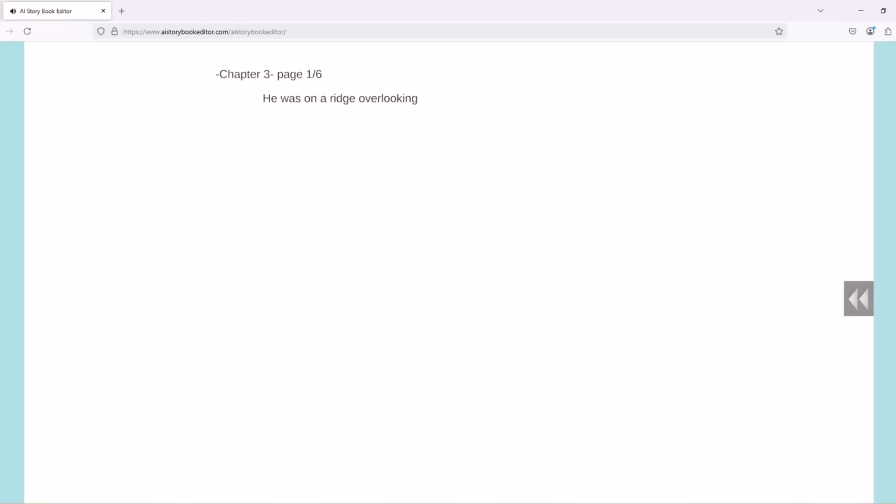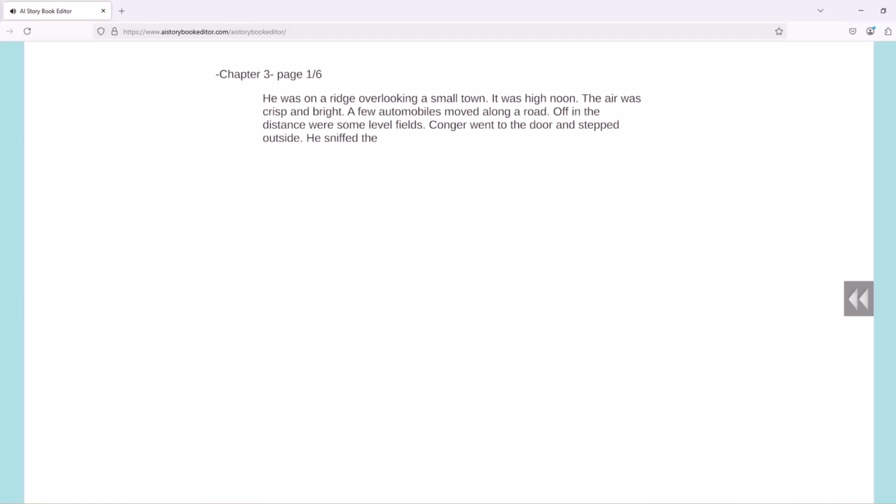He was on a ridge, overlooking a small town. It was high noon. The air was crisp and bright. A few automobiles moved along a road. Off in the distance were some level fields. Conger went to the door and stepped outside. He sniffed the air. Then he went back into the cage.